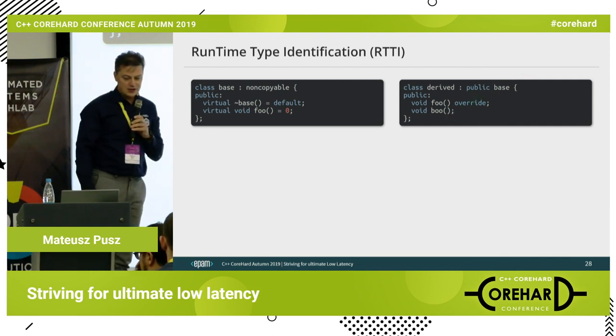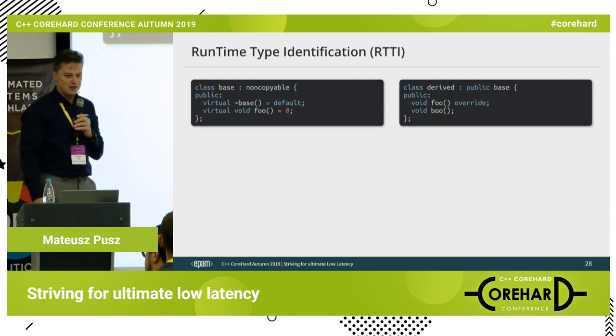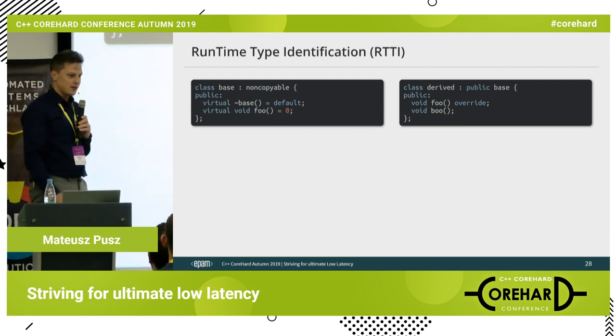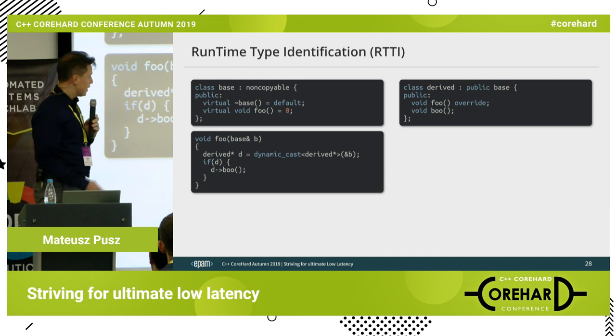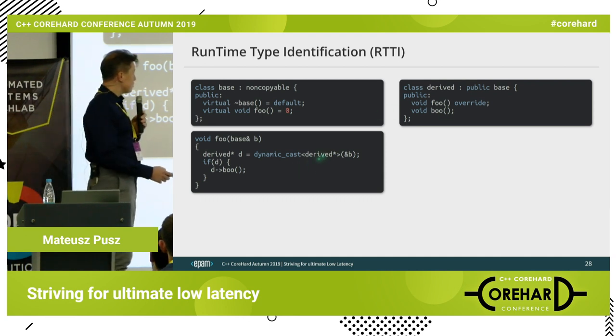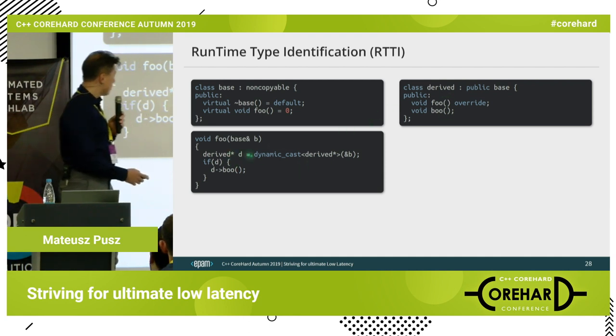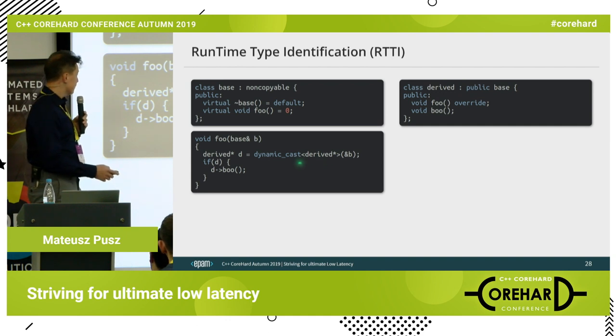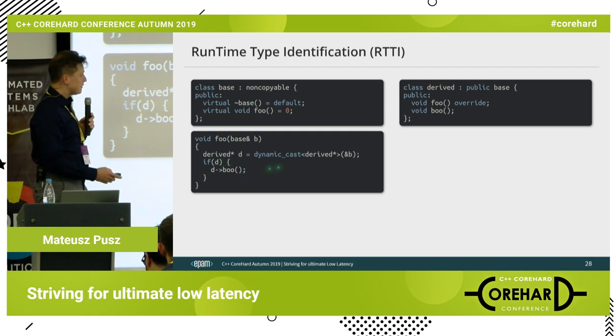If you have something like this, first of all, it means that you have some smelly design. This is something that we shouldn't have in a design. And to use this interface, you have to dynamic cast the base class to the derived type, verify if it's successful, and then you are using the derived type.